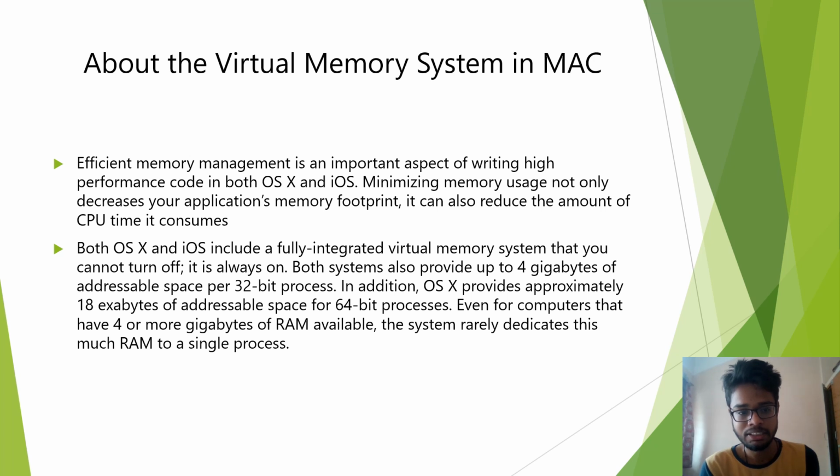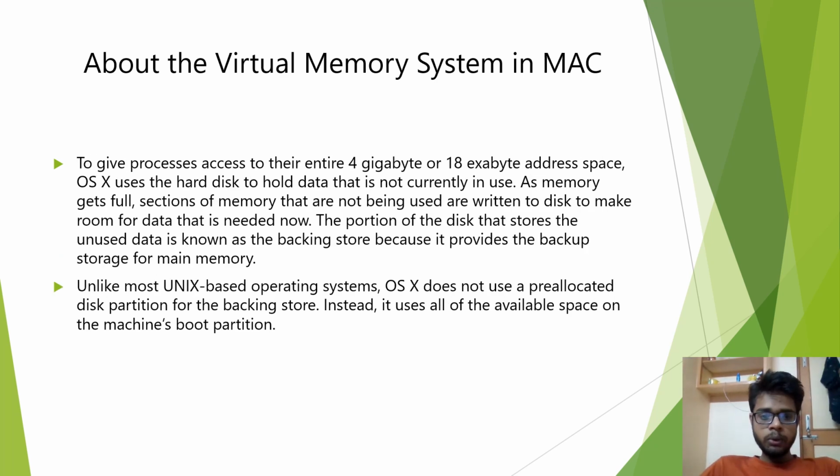Even for computers that have 4 or more gigabytes of RAM available, the system rarely dedicates this much RAM to a single process. So to give the processes access to their entire 4 gigabytes or 18 exabytes address space, OS X uses the hard disk to hold the data that is not currently in use. As memory gets full, sections of memory that are not being used are returned to disk to make room for data that is needed now.